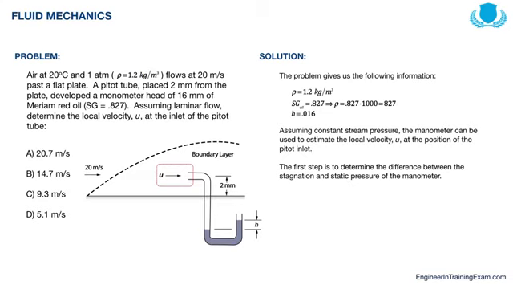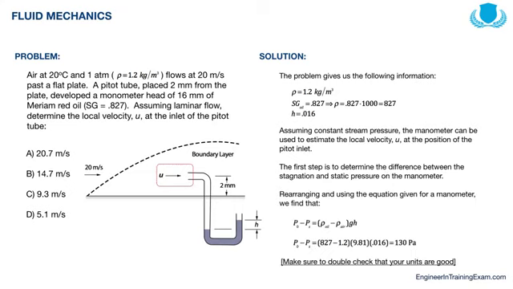Assuming constant stream pressure, the manometer can be used to estimate the local velocity at the position of the pitot inlet. The first step is to determine the difference between the stagnation and static pressure of the manometer. With the equation we are given in the NCEES reference manual, we can rearrange and just plug in the information that is given. I've dropped the units here, so pay attention to that. But we find that the difference between the stagnation and the static pressure is 130 pascals. Again, I did drop the units, so double check that your units are good.